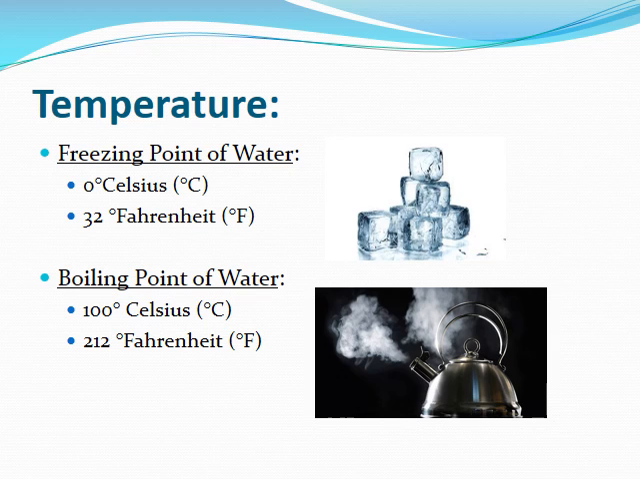Now, in regards to temperature, we also need to know the freezing point and boiling point of water. There are 3 different types of measurement we can use for temperature, but we'll be primarily dealing with Celsius and Fahrenheit. So the boiling point and freezing point are as follows. The freezing point of water in Celsius is 0 degrees. The freezing point of water in Fahrenheit is 32. As far as the boiling points go, the boiling point of water in Celsius is 100 degrees, and in Fahrenheit, it's 212.